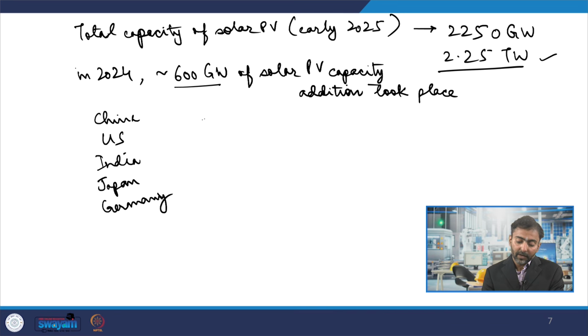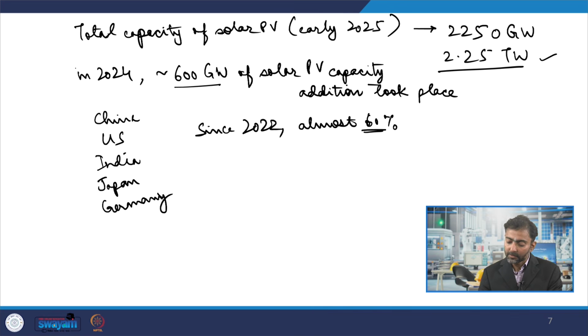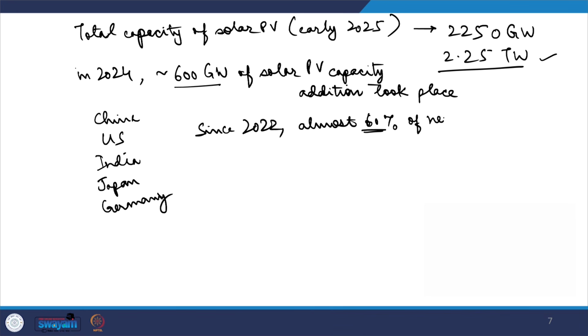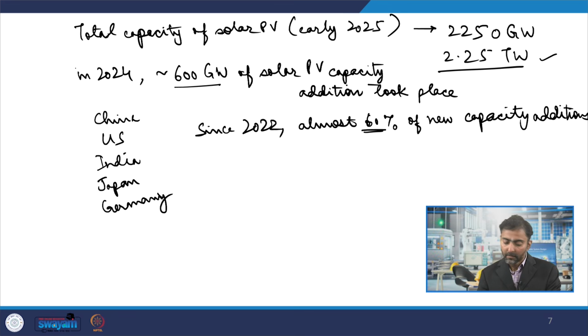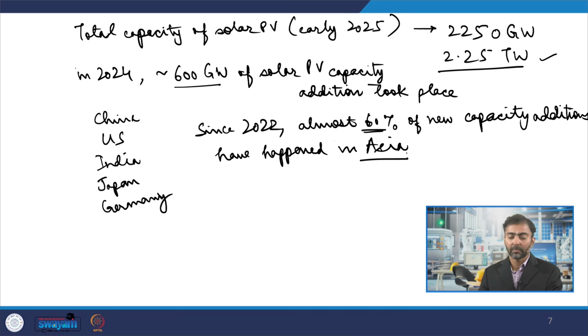But the interesting fact is that if you look at the recent capacity additions, since 2022, almost 60%, that's a huge number, almost 60% of new capacity additions have happened in Asia, mainly China and India, and also Japan. So that's a very impressive thing.